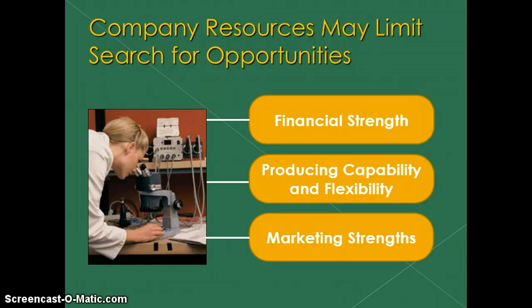The first one is your financial strength. Whether or not you have enough capital and whether or not you have enough money to be able to pursue some of these. Producing capability and flexibility. Company has to decide if it has the production capability and capacity, also the manpower, the labor, to be able to craft some particular opportunities. And then the third one is marketing strength.